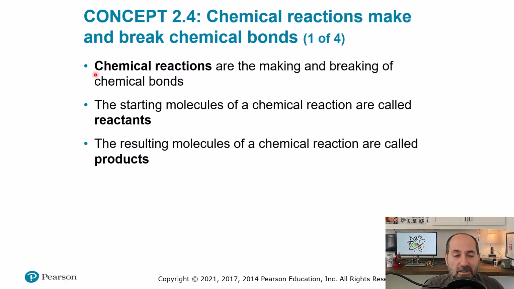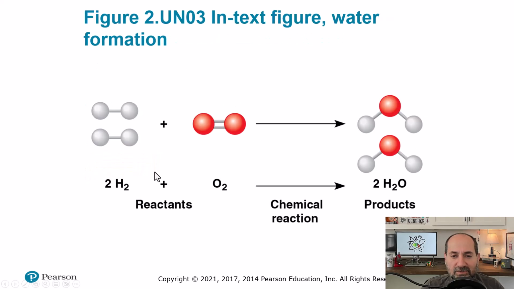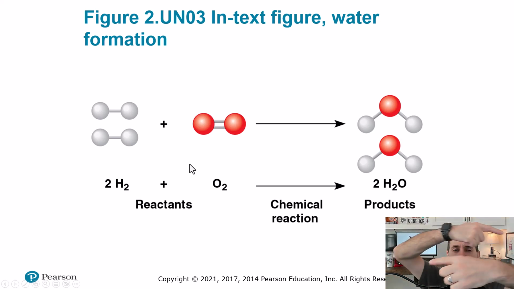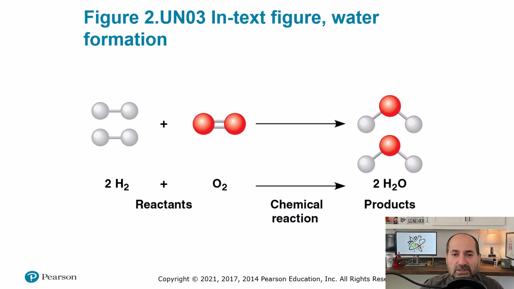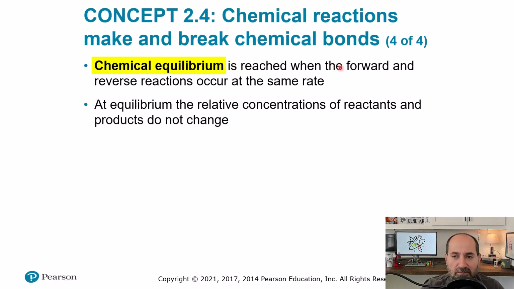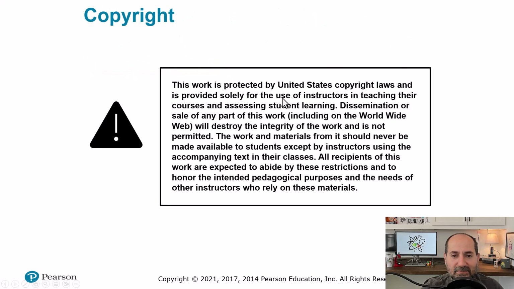Next, finally, we talked about chemical reactions. Remember, on the left of the arrow, when you see a chemical reaction, is what you start with. These are the reactants. And on the right of the arrow is what you end up with after the reaction takes place. These are known as the products. And if you see two arrows going in opposite directions that are equally long, that means you have reached chemical equilibrium, when the forward and the reverse reactions are occurring at the same rate.